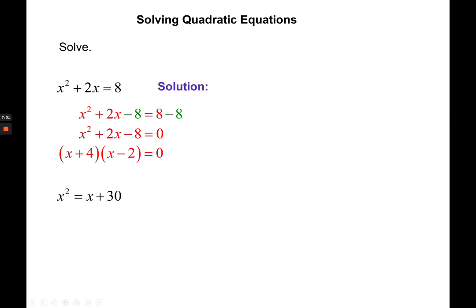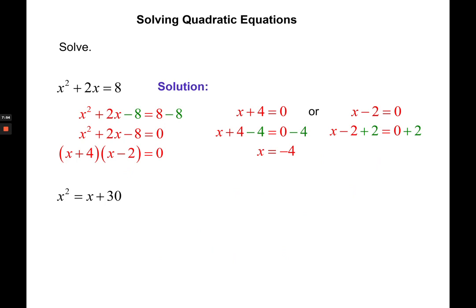And now you have the correct factor. You may now proceed with your zero factor property. Equate both factors to 0. First part, subtract 4 from both sides, and you find your first solution. Second part, x minus 2 equals 0. Add 2, and you found your second solution. And your values of x are negative 4 and 2.